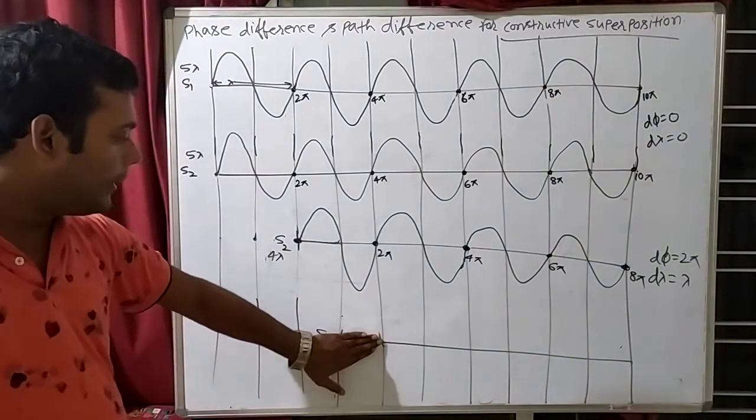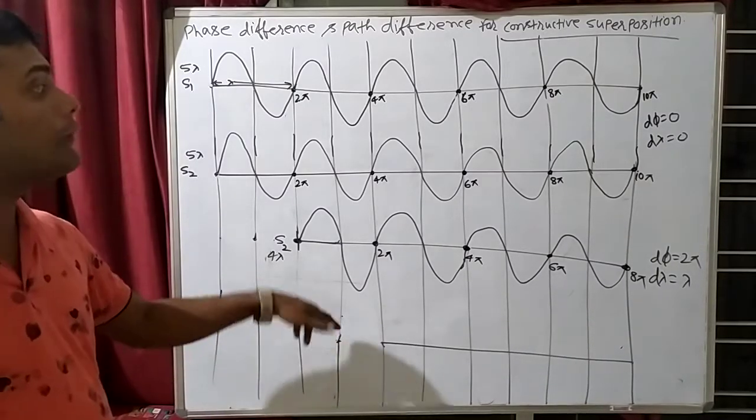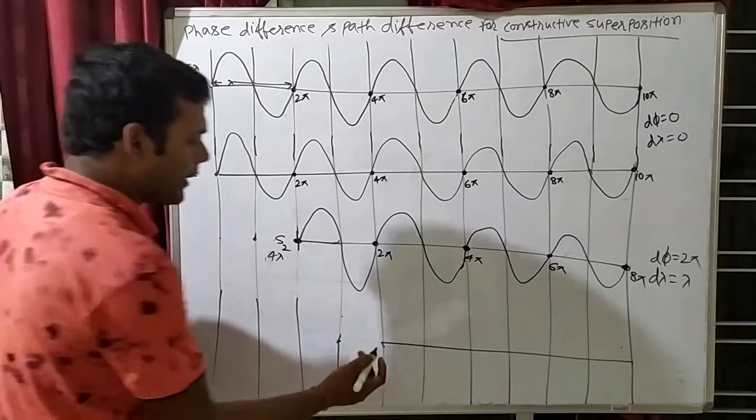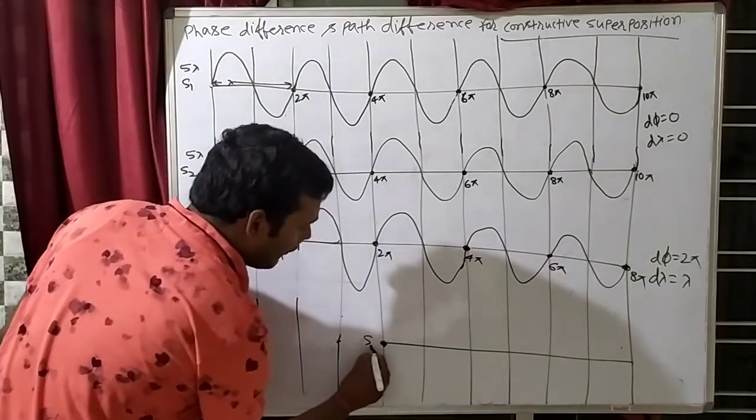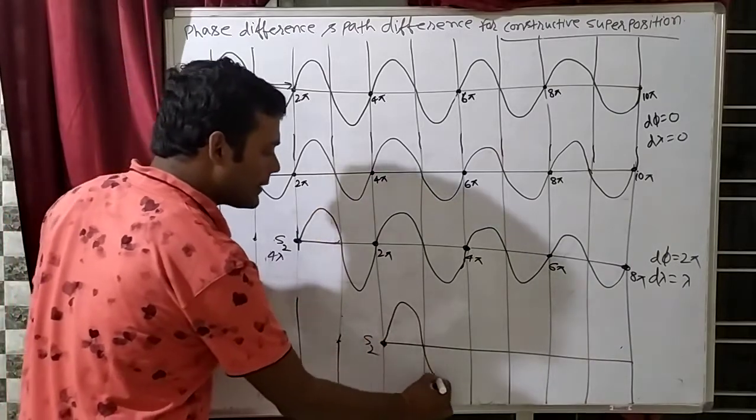So what will we have to do? We have to move our second source. Because if I place our second source here, then it will make destructive. It will not make constructive. Suppose I place our S2 here, then how will it make the wave? It will make a wave like this.